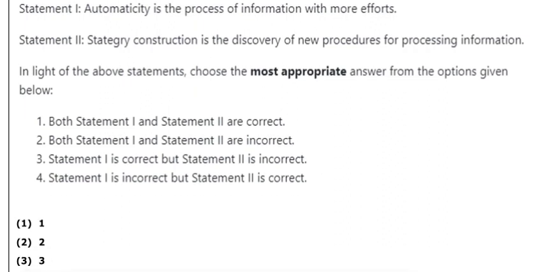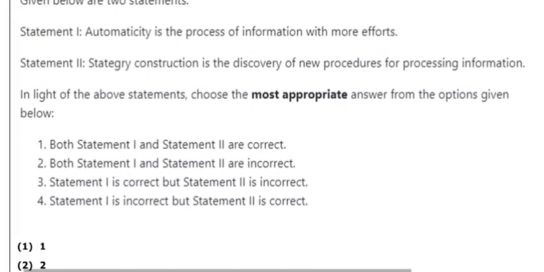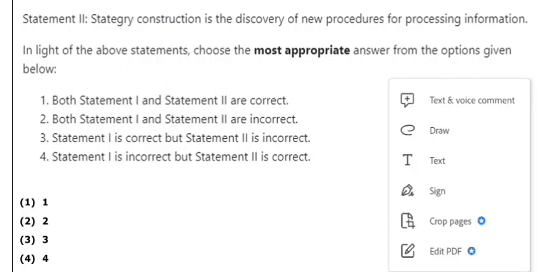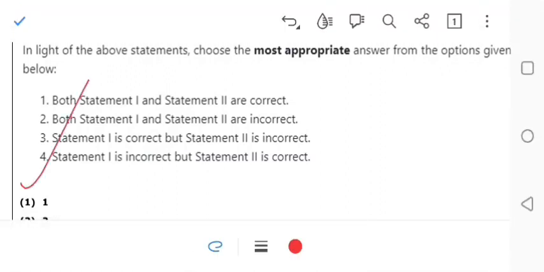Both statement 1 and 2 are correct. Both statement 1 and 2 are incorrect. Statement 1 is correct but statement 2 is incorrect. Statement 1 is incorrect but statement 2 is correct. So number 8 correct answer will be number 4. Statement 1 is incorrect but statement 2 is correct.